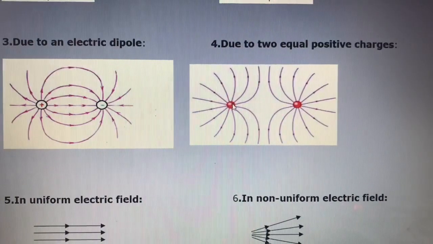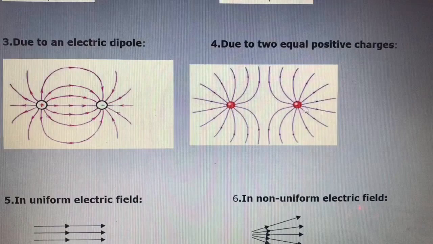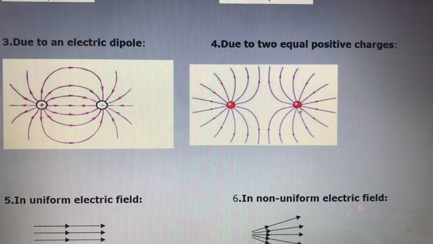Here this is the positive charge. Due to this positive charge, electric field lines move radially outwards. Here also, this is a positive charge, and electric field lines move radially outwards. Or suppose I consider a negative charge, here the electric field lines move radially inwards. Here also electric field lines move radially inwards.